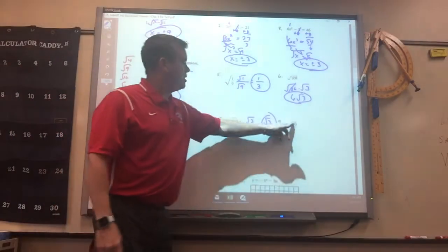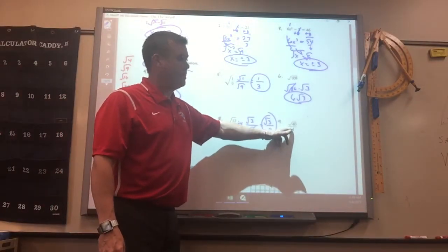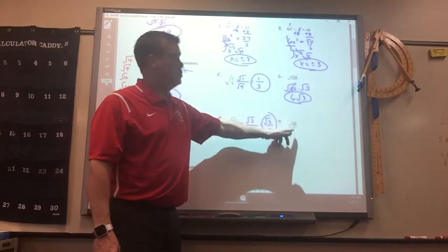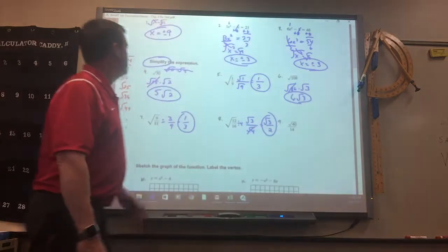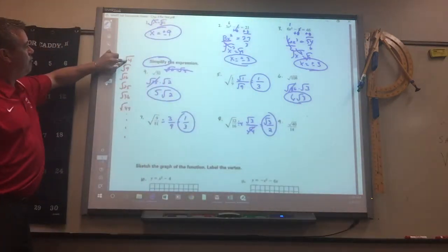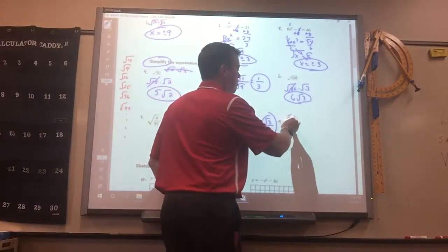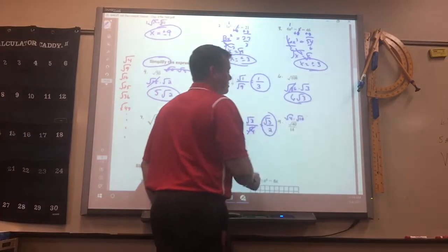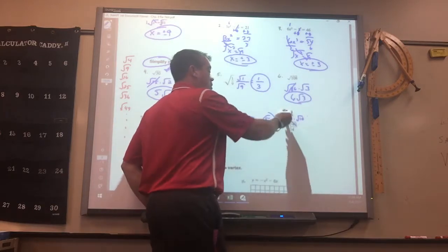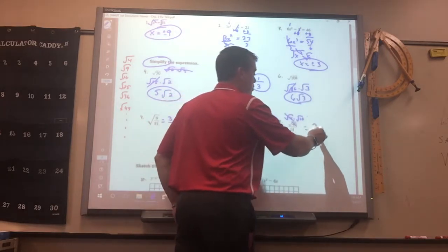Number 9, you can't reduce these because this is not underneath the radical sign. So all we've got to do is simplify this, just like we did here. 4 is the biggest perfect square that goes into it. 4 times 10 is 40. And then the square root of 4 is 2.